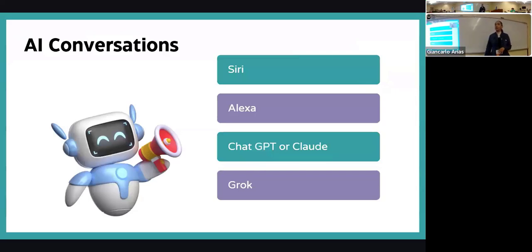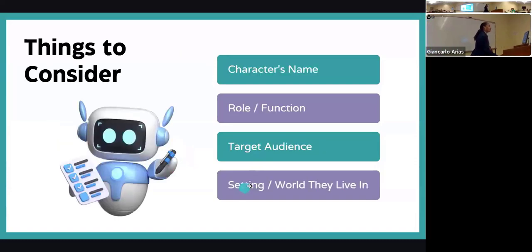So, how many people in here have ever spoken to Siri? Raise your hand. Alexa, raise your hand. ChatGPT or Claude, raise your hand. Do you have any Grok users? Grok? We have Grok? Okay. So if you've ever had conversations with these AI tools, then it's not that much different than what I decided to do this year.